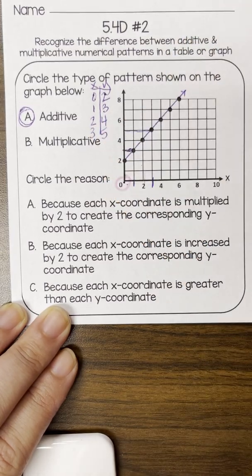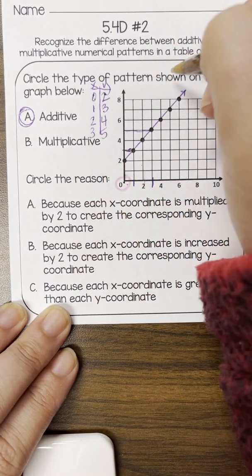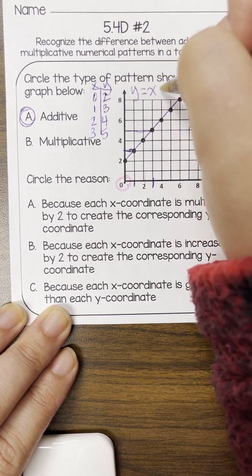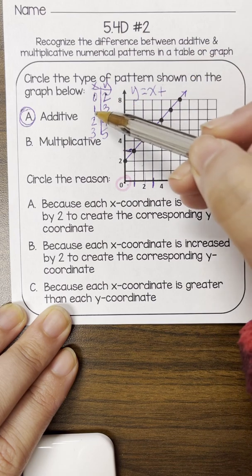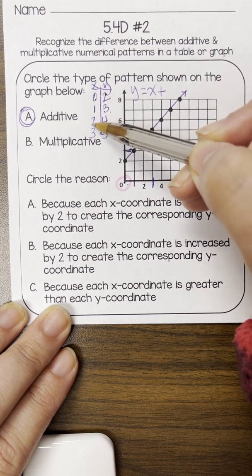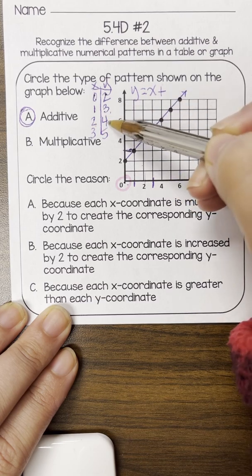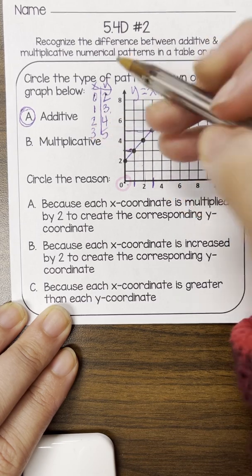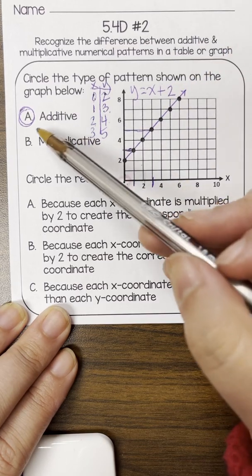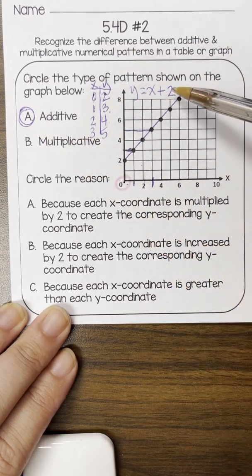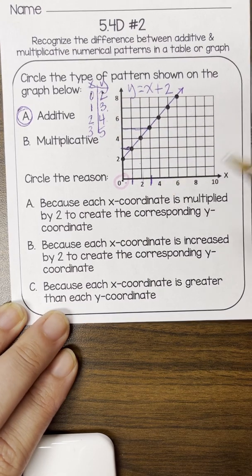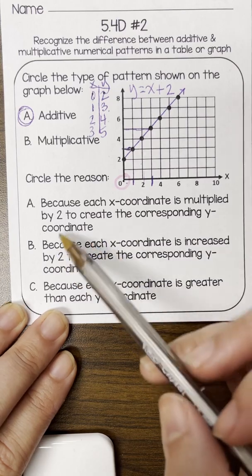Okay, so if you notice, what am I doing each time? Y equals x plus, this time I am adding 2. 1 plus 2 is 3. 2 plus 2 is 4. 3 plus 2 is 5. 0 plus 2 is 2. So I'm adding, the rule is adding 2 each time. That's the pattern, okay?